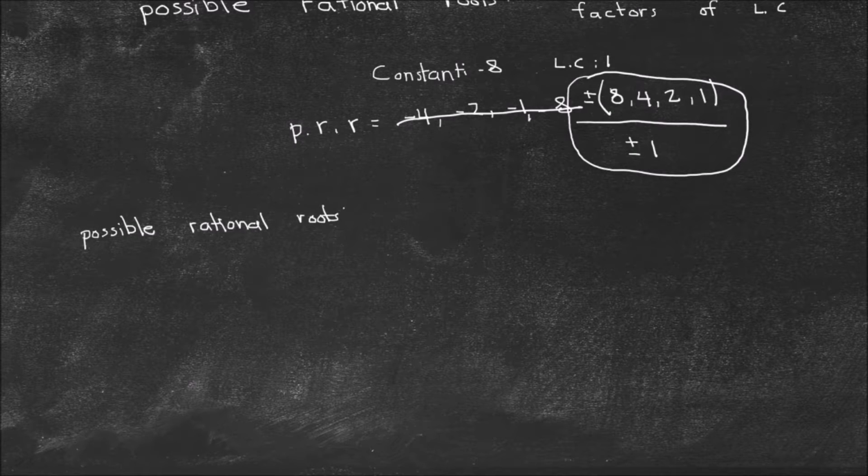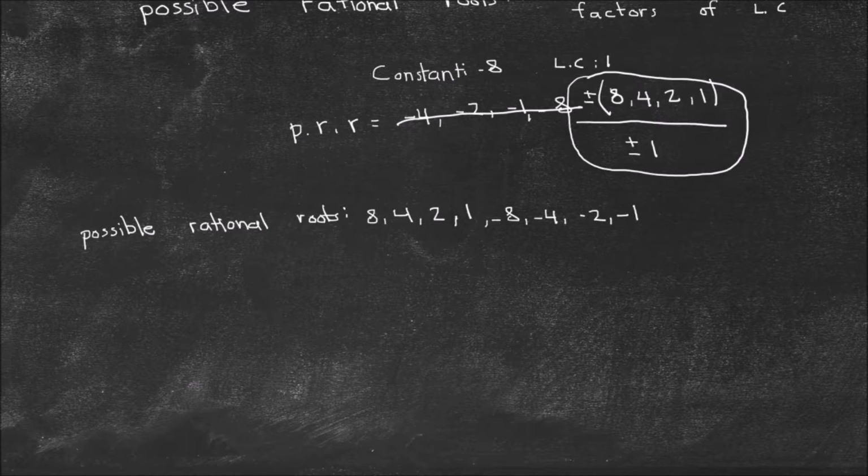If we're assuming that both the top and the bottom are in their positive forms, it's positive 8 divided by 1 is 8, positive 4 divided by 1 is 4, 2, and 1. So we made them all positive there. Now I'm going to make the top negative and the bottom positive. So we'll get negative 8, negative 4, negative 2, and then negative 1.